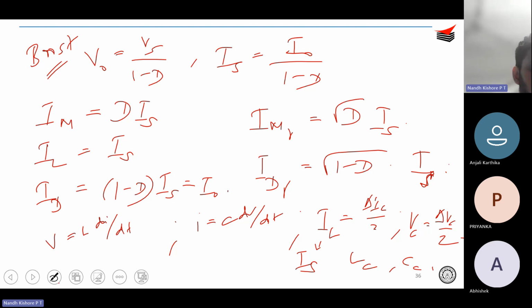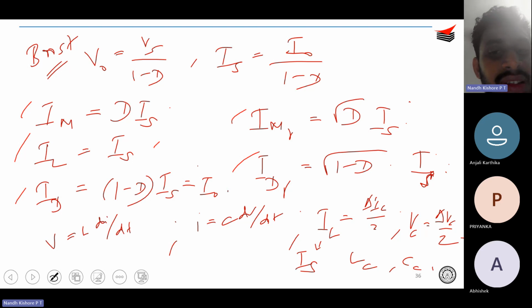Okay, but more importantly, you need to know these. Again, if you know the operation of the converter, all of this is easy. You can just tell, right? MOSFET will conduct during the D interval. Therefore, the average current is D times Is. Diode will conduct during the 1 minus D interval, right? Therefore, it is 1 minus D times Is. Okay. Do not mug up these.